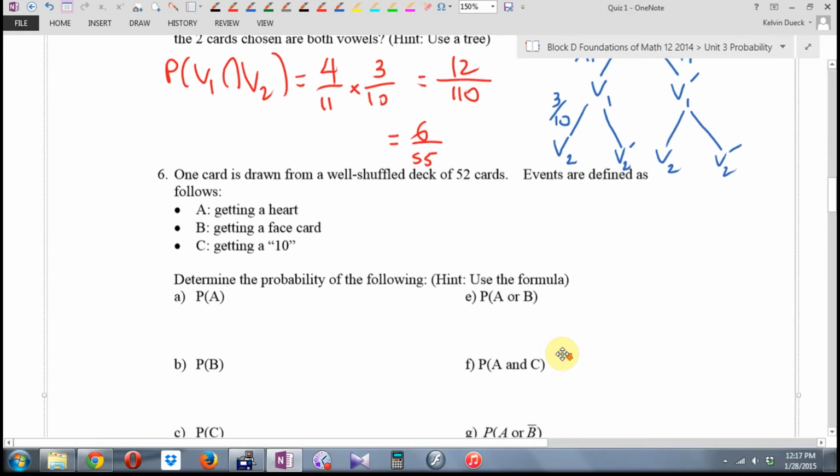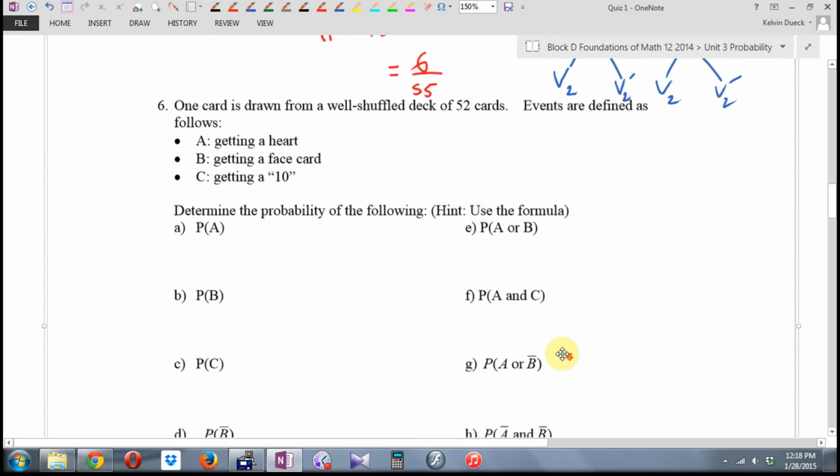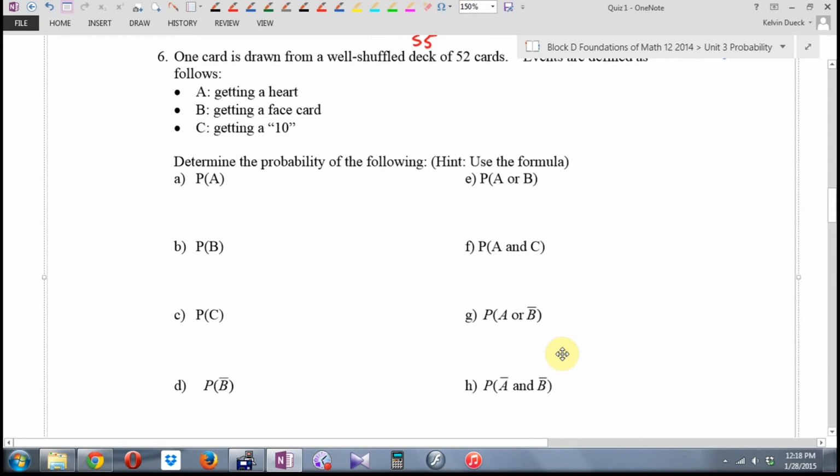So we have event A getting a heart, B getting a face card, event C getting a 10. Probability of A, okay, I've done this a few times, Mr. Dueck. This is 13 out of 52, or 1/4. I'm not going to go across. I notice it goes down. A, B is below it, and I'm going to assume it makes more sense to follow that way.